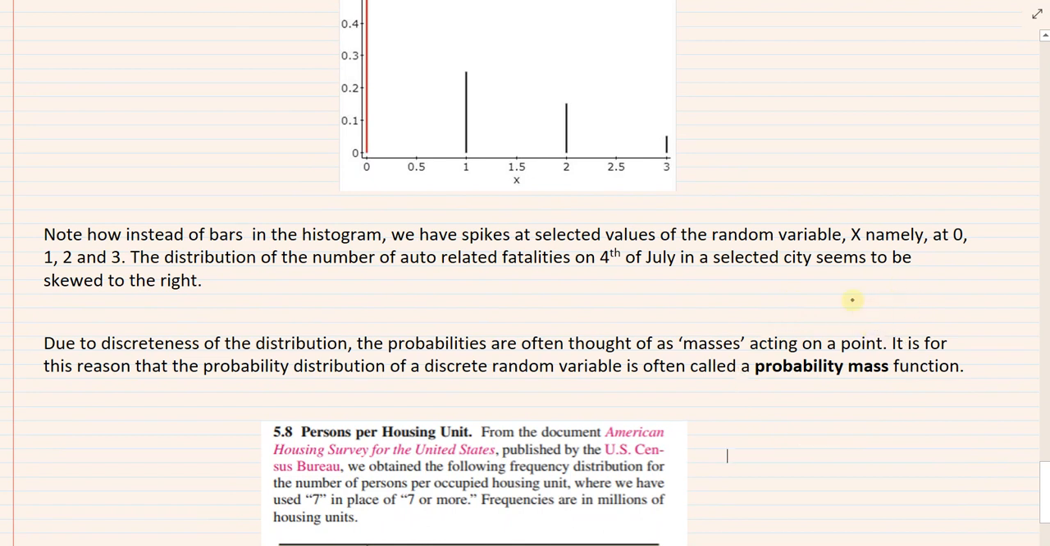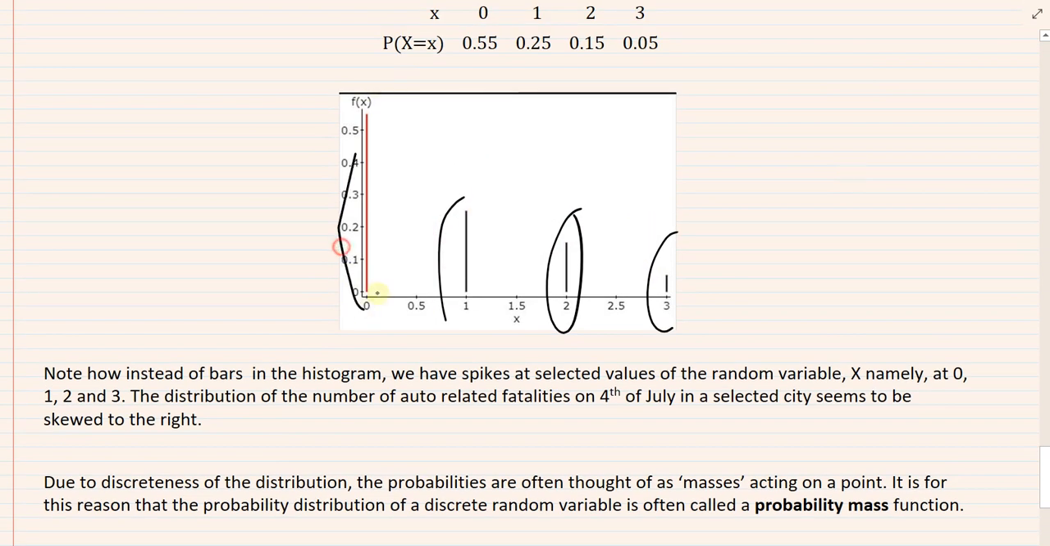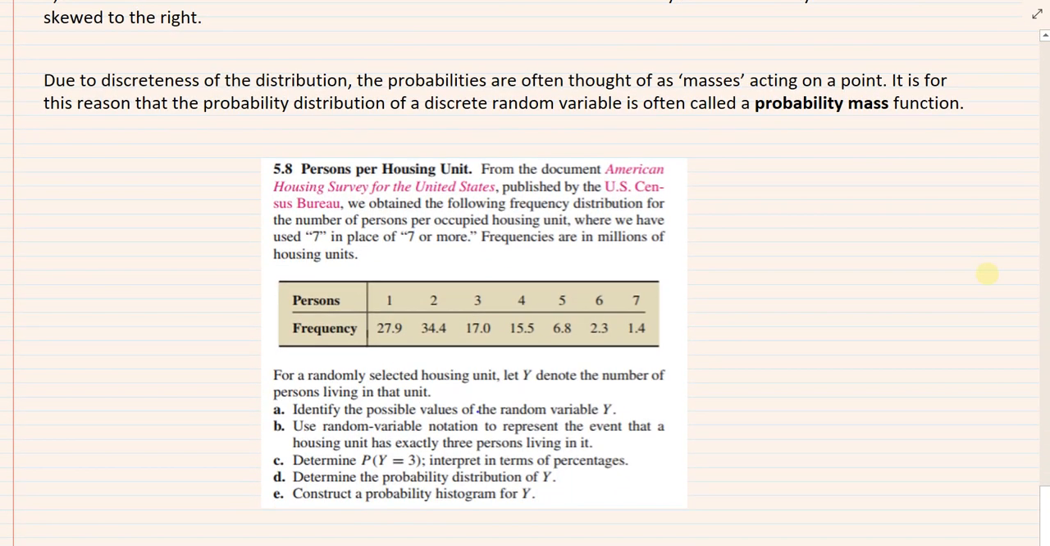call these masses. These probabilities are called weights or masses acting on a point. Especially in physical sciences, they call these masses. Very common, we call these weights. So probabilities are masses, they're weights acting at a specific point, a discrete point that is. And in fact, I think StatCrunch, we'll go see it, StatCrunch calls them weights also. So don't be surprised if that's what it's called.